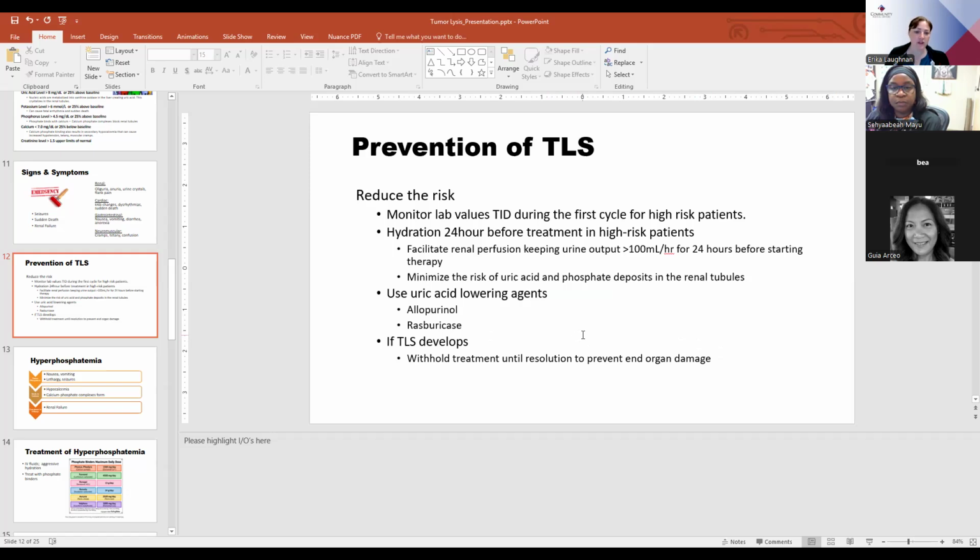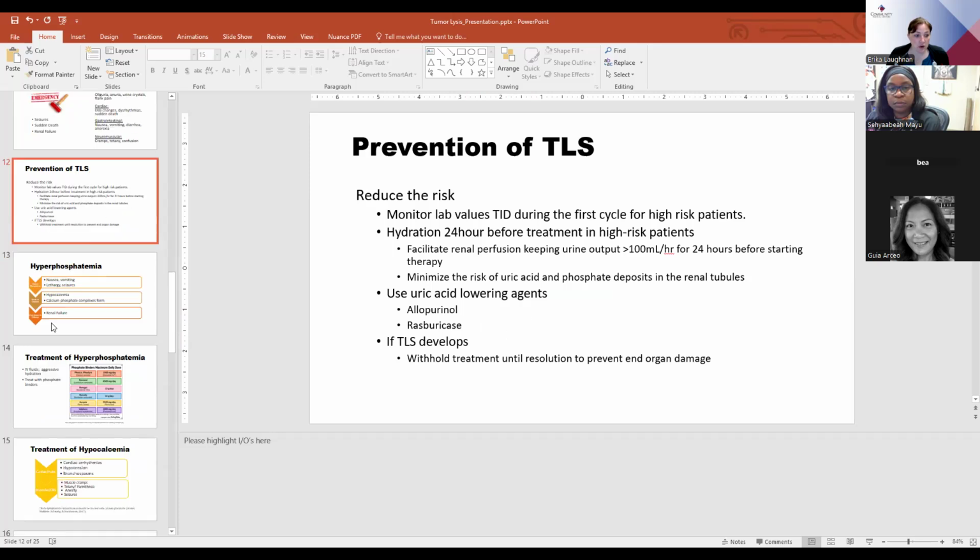Uric acid lowering agents. A lot of times we do give allopurinol ahead of time to help with the uric acid levels. And the rasburicase can be given as either prevention or as treatment. So if you have a really high-risk patient, they might give a prevention dose of rasburicase before they administer a treatment that they think can give that patient TLS or pretty severe TLS. So we do talk about each of those further.